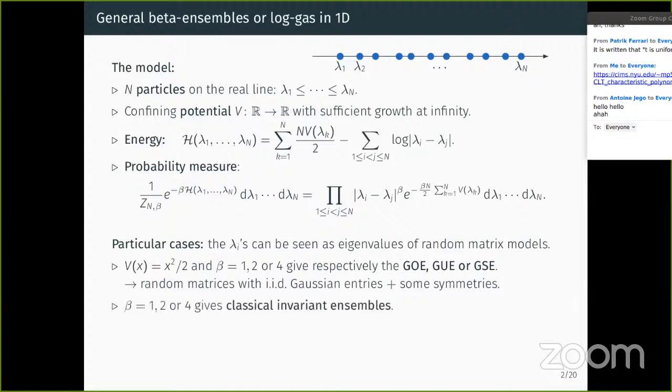Then for general V, but still the same values of beta, it can still be seen as the eigenvalues of some random matrix, also chosen with a certain symmetry depending on the value of beta, but now not necessarily with Gaussian entries; it depends on the potential V.